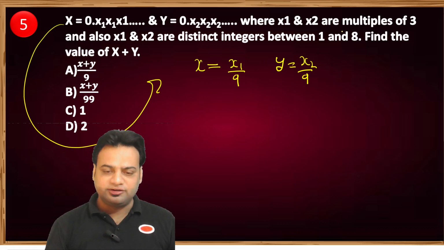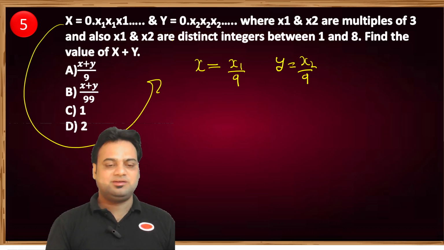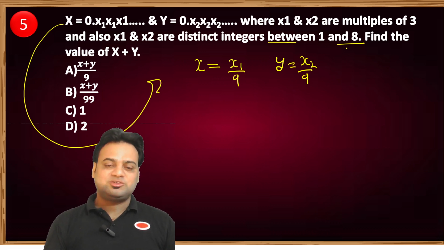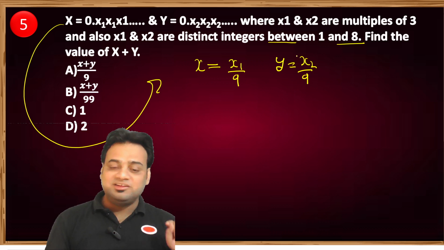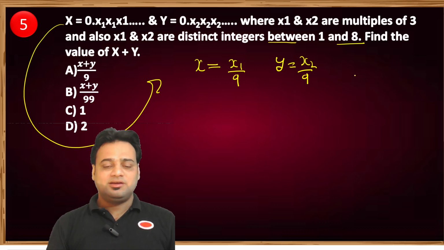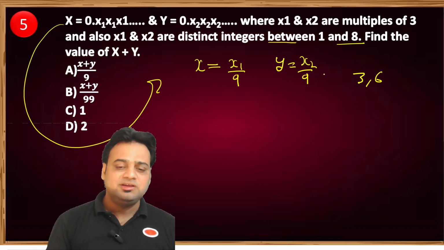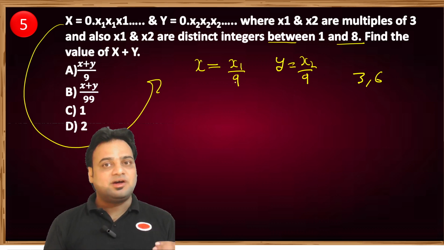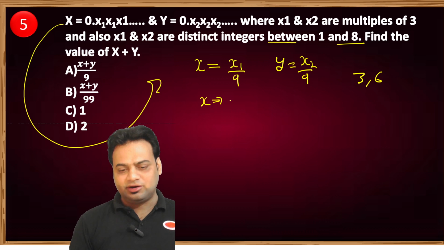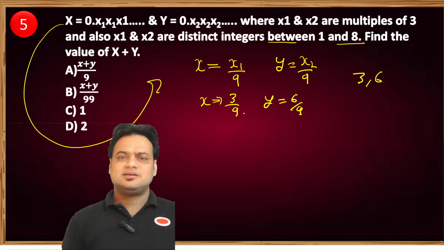As per the question, x1 and x2 are multiples of 3, and x1 and x2 are distinct integers between 1 and 8. The multiples of 3 between 1 and 8 are only 3 and 6. So if x1 is 3, then x2 is 6. If x1 is 6, then x2 is 3. So x is equal to 3 by 9 and y is equal to 6 by 9, or vice versa.